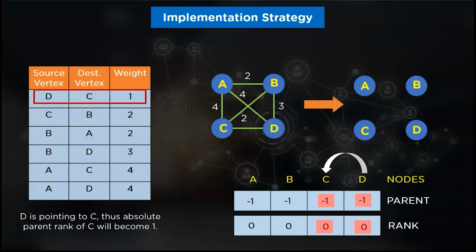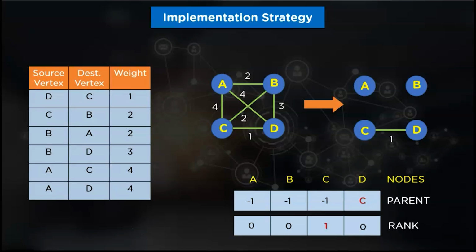So, if node D is pointing to node C, then the parent of node D will become node C. And as C becomes the parent of node D, the rank of node C will change. Remember, whenever two disjoint tree structures are joined together, the rank of the one being pointed to will increase by 1. Hence, the rank of node C will become 1 now. Once the disjoint sets are updated, the union operation will generate the link between node D and C. Now, we'll process the second edge in our list, that is edge CB having weight 2.